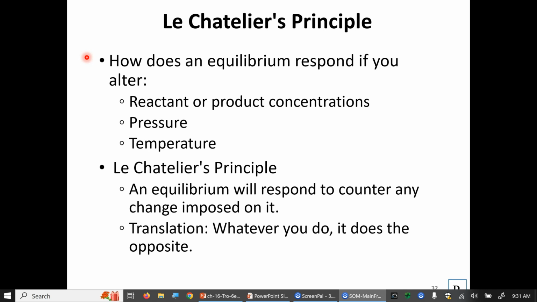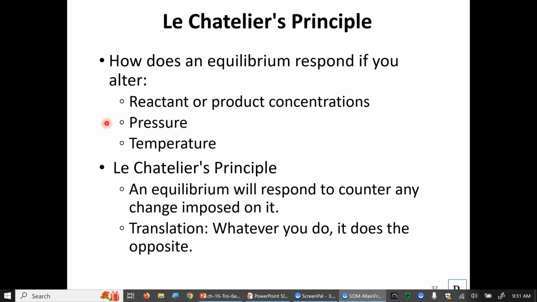Le Chatelier's principle is all about how an equilibrium responds if you try to alter it. Some textbooks say Le Chatelier's principle is all about what happens if you stress an equilibrium. I don't know what a stressed equilibrium looks like, so I prefer to say alter, or try to impose a change. Now, what kinds of changes are we talking about? Well, we can increase the reactant or product concentrations. We can add reactant or product, or we could take some out. You'll see examples of that in lab.